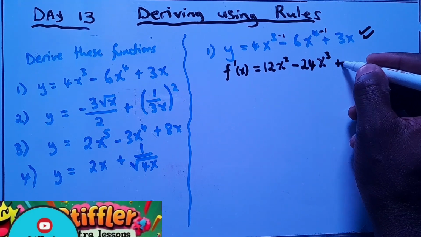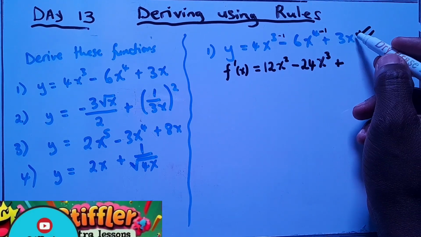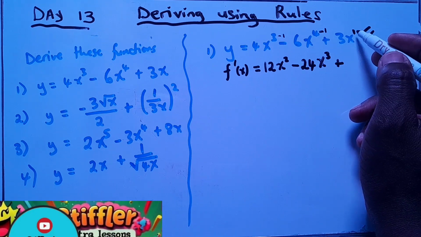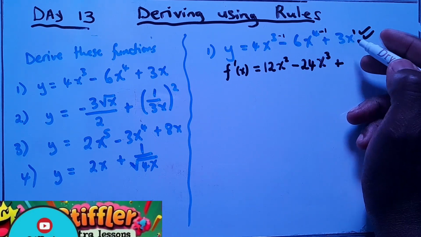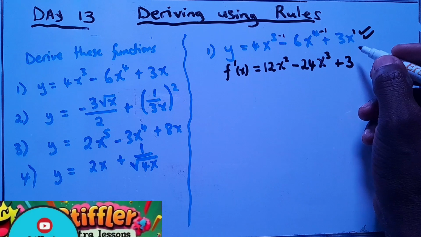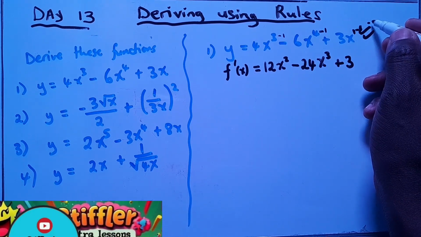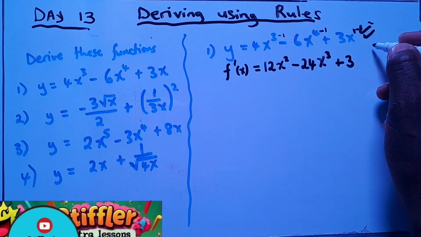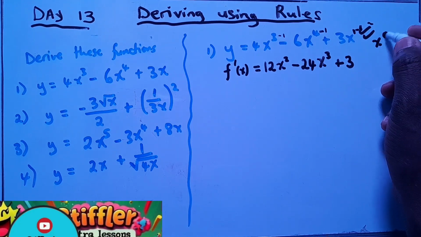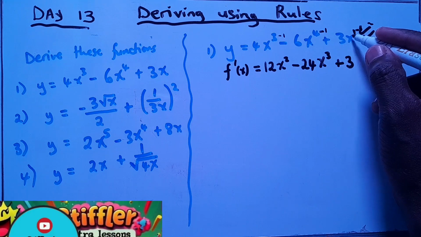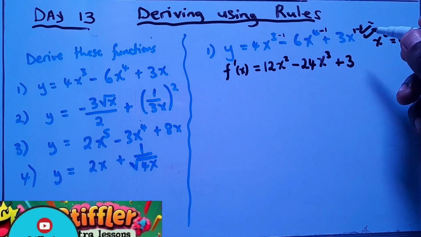Now we move to the last term. This is 3x, so if there's nothing written, it means the exponent is 1. So 1 multiplied by the coefficient 3 still gives 3. If we subtract 1 here, it will be 0, so this is x to the power of 0. Anything to the power of 0 is equal to 1, so this is 3 multiplied by 1, and we get 3.